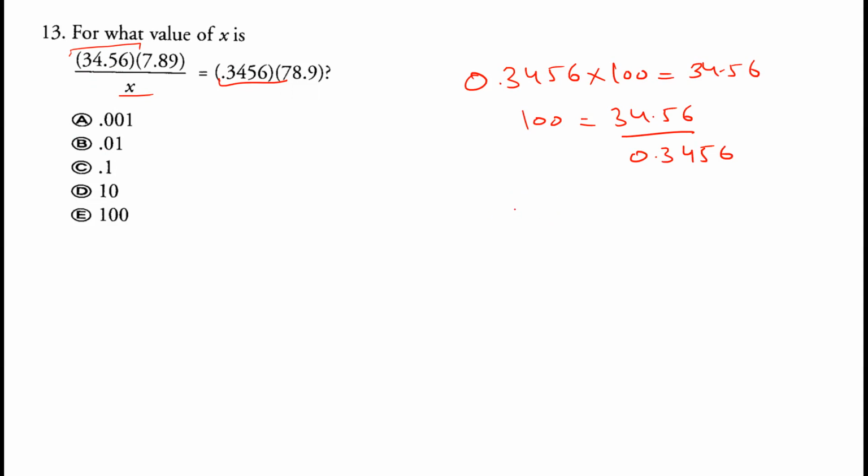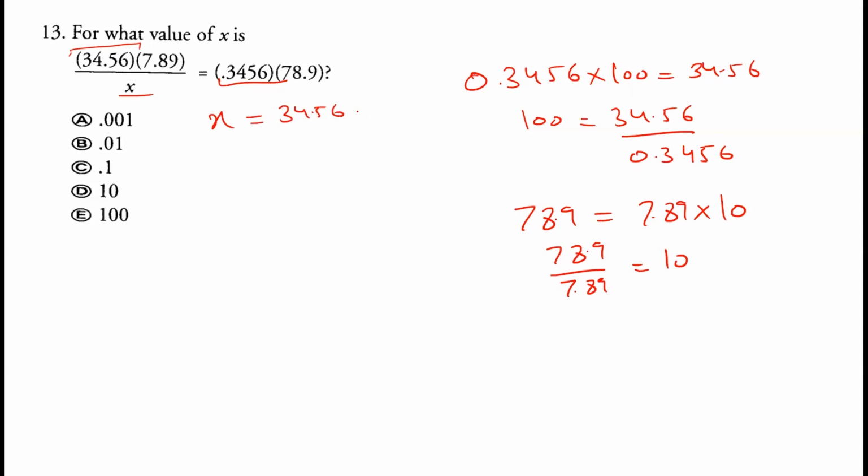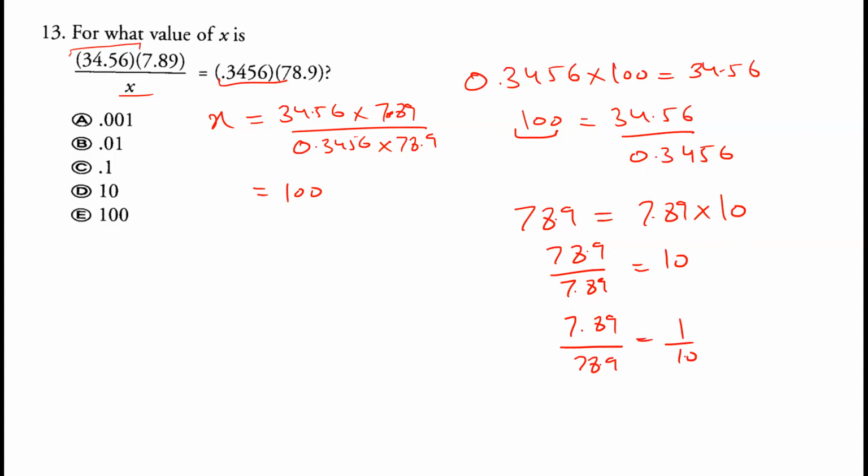Now I can say 78.9 equals 7.89 into 10. And I can say 78.9 divided by 7.89 equals 10. Now if we arrange this expression, 34.56 multiplied by 7.89 whole divided by 0.3456 multiplied by 78.9. Now 34.56 divided by 0.3456, as we know, is equal to 100. And if 78.9 divided by 7.89 is 10, then 7.89 divided by 78.9 would be 1 by 10. So 100 into 1 by 10. What number are we left with? We are left with 10. So option D is correct.